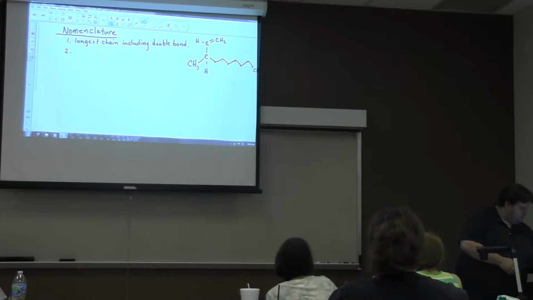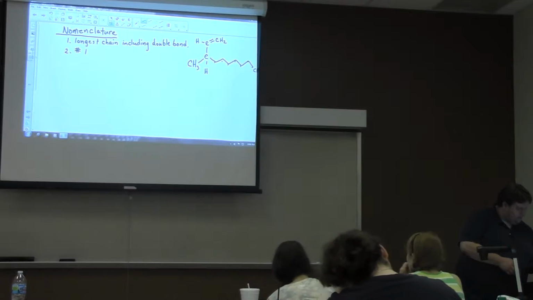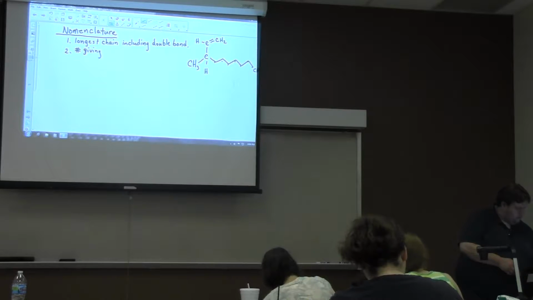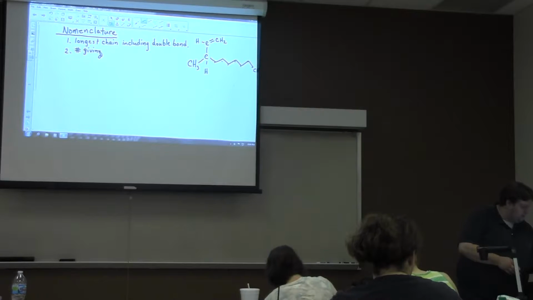The next step is to number, giving the double bond the lowest possible number. In other words, you want to number from the end that is closest to the double bond.